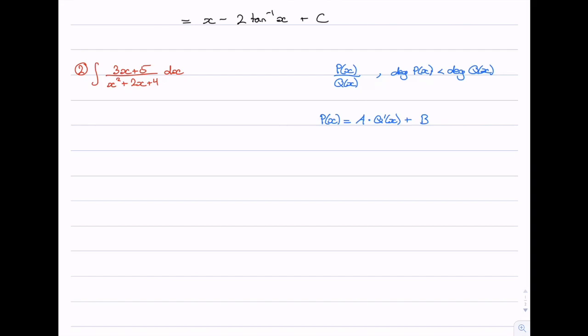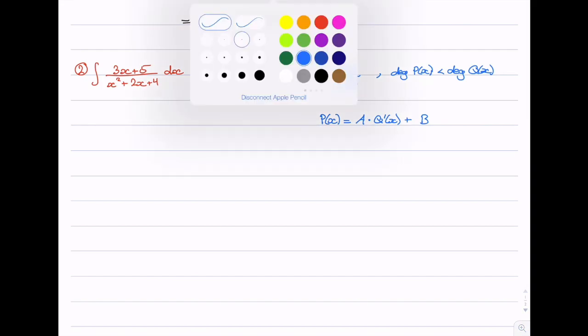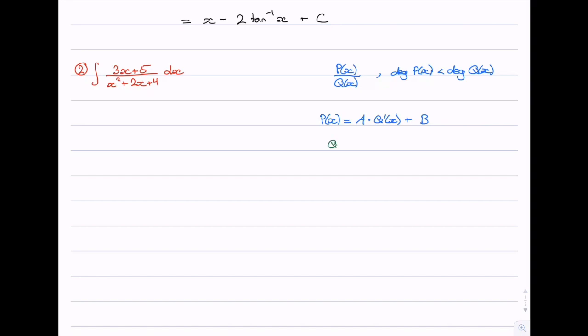Okay, so we want to try to work this out. Now, firstly, what is q dash of x? Q dash of x is the derivative of x squared plus 2x plus 4, which is just simply 2x plus 2. So that means we want to write 3x plus 5 as being equal to a times 2 times (x plus 2) plus b. Okay, so here we can just simply equate coefficients.